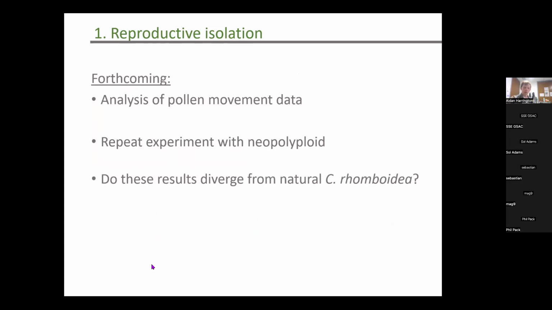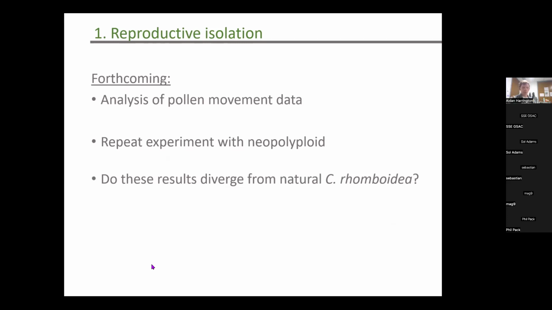So forthcoming from this, I still have to analyze the pollen movement data and see whether or not that accords with what we see in terms of pollinator visitation. And the longer term goal is to essentially repeat this experiment with the neopolyploid and find whether or not the lack of evidence for density dependent movement is also true when I put arrays of the neopolyploid with the diploids, and whether or not those results diverge from the natural C.